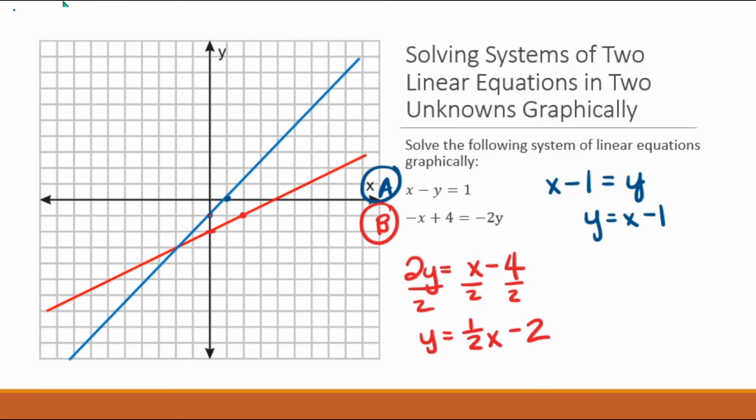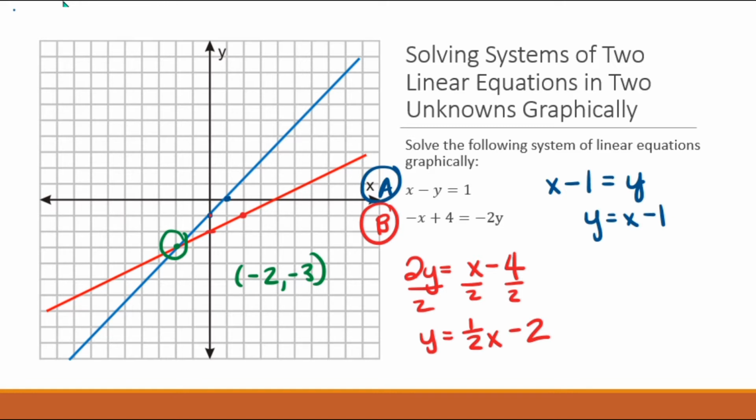My red line has been added to the graph, and I can see the point of intersection appears to be right here, and the coordinates for that point would be (-2, -3). How do I know if I'm right? You can check them in the equation.